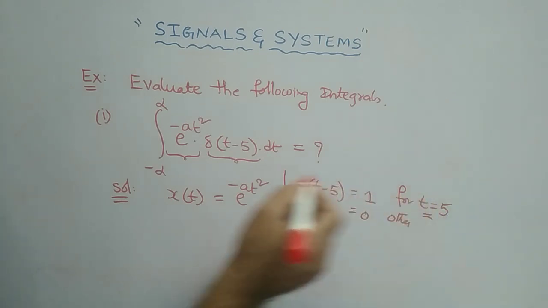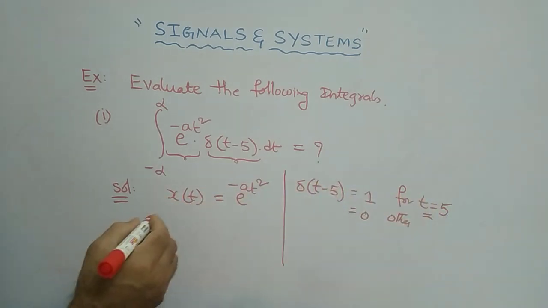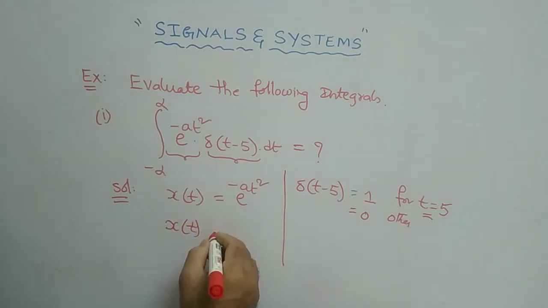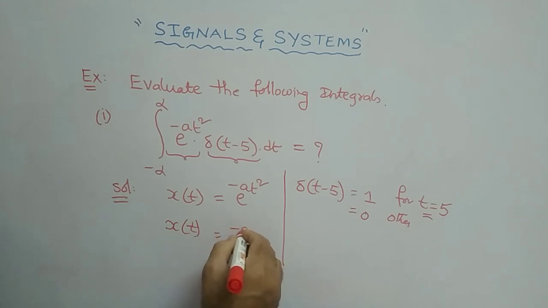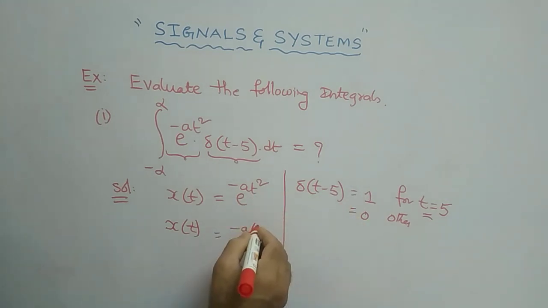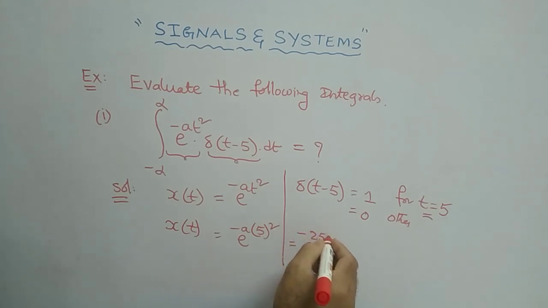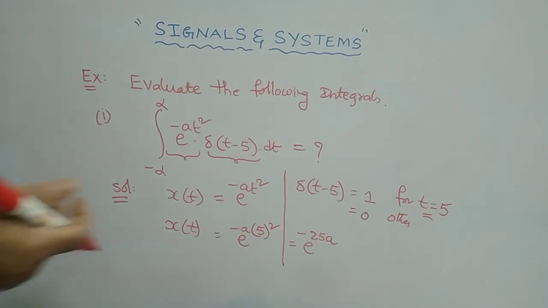Now, this t value you must substitute here. x of t is equal to e power minus a into 5 square, and this is equal to e power minus 25 a. That's it. That is the answer for this integration. Understood? Very simple to understand.